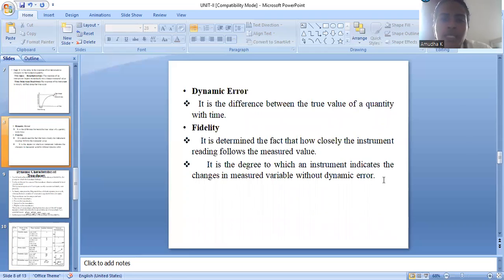So these are the basics of the static and dynamic characteristics of transducers. Okay, thank you.